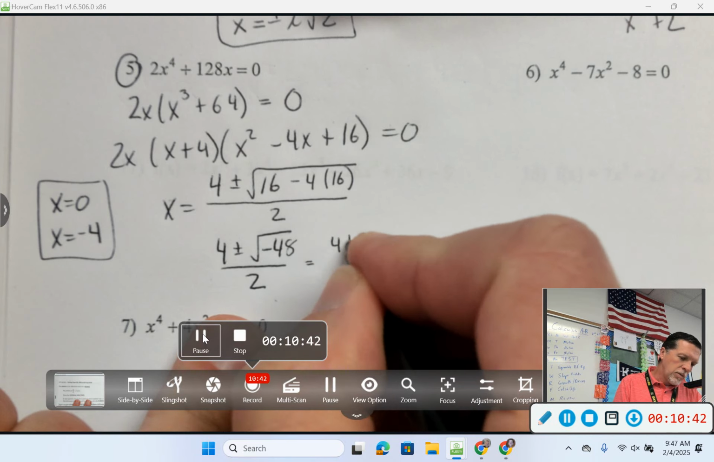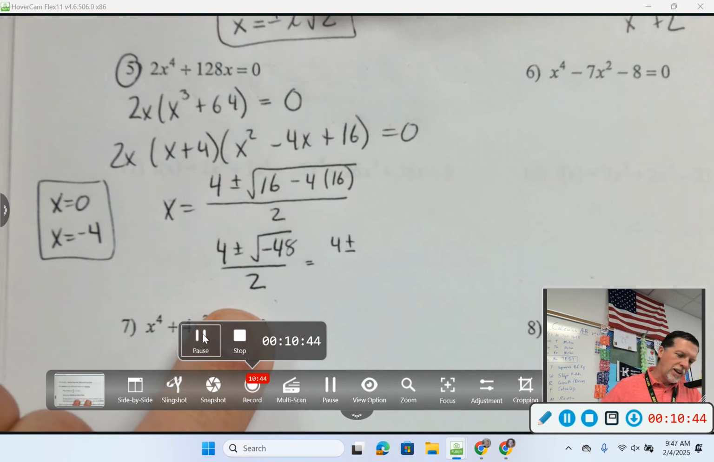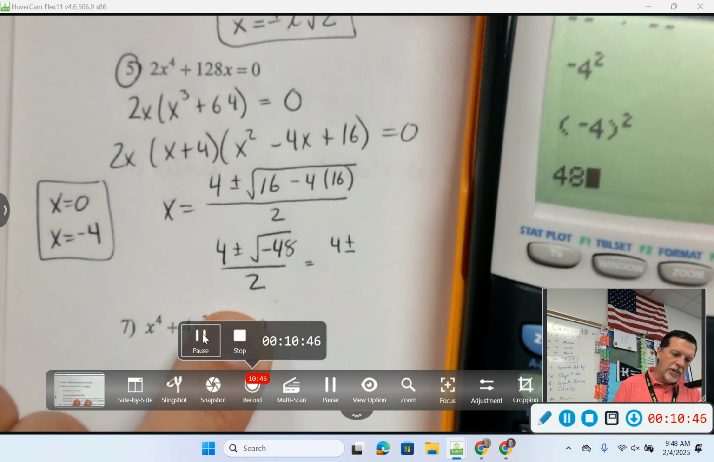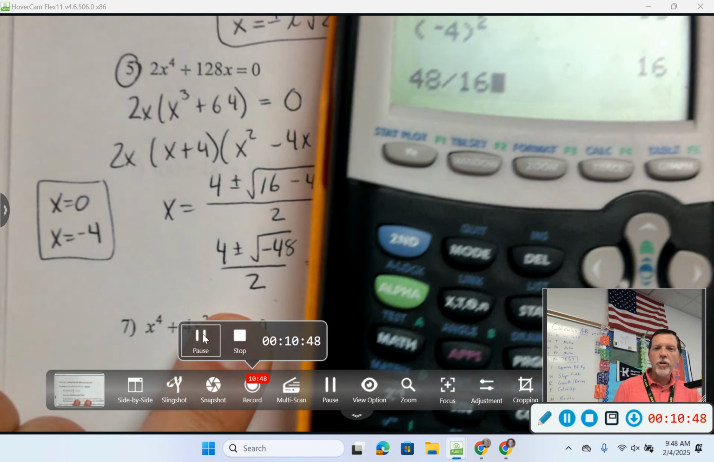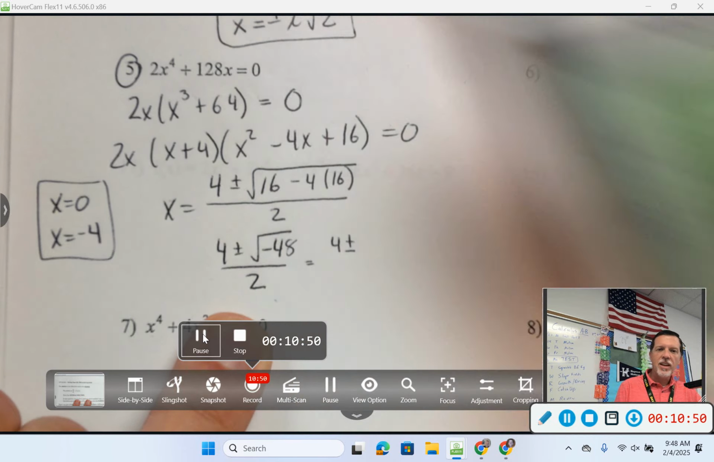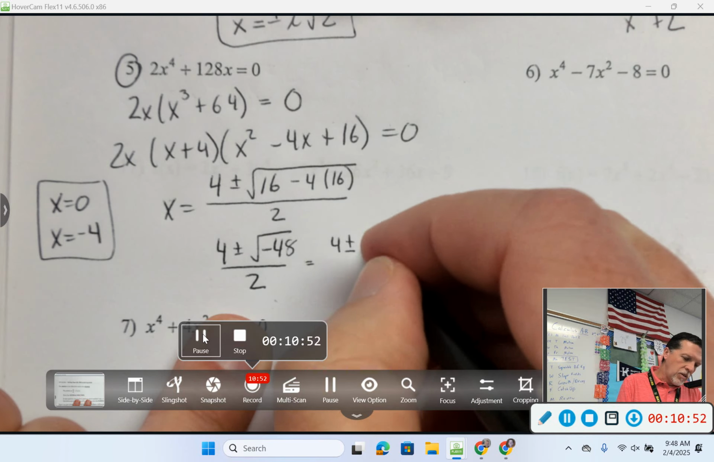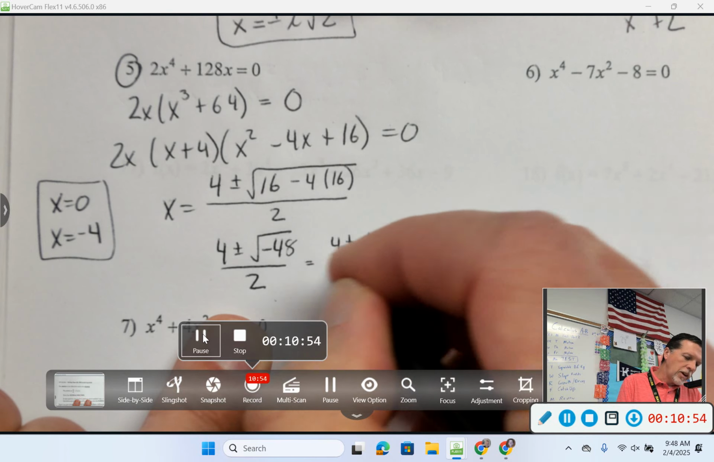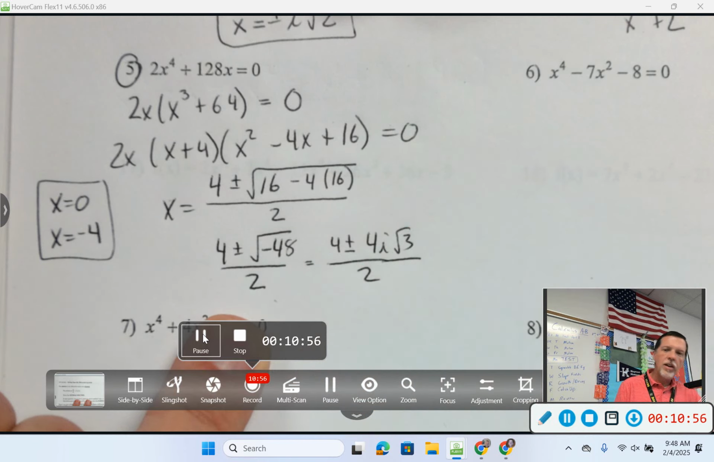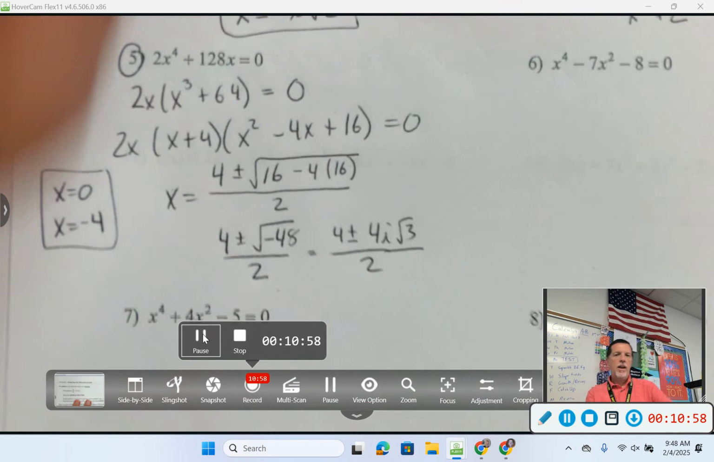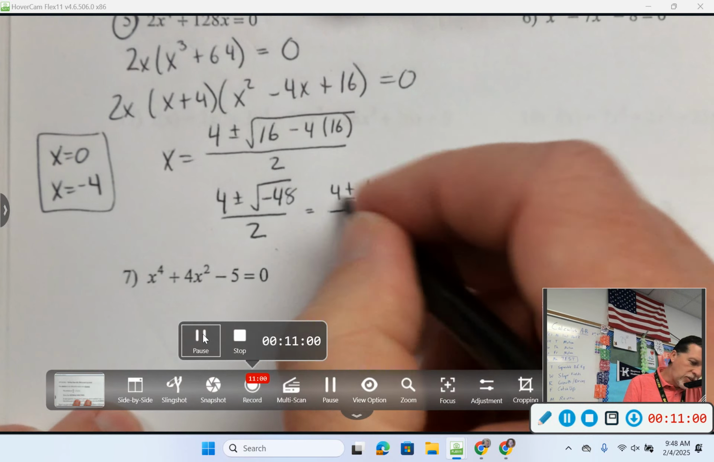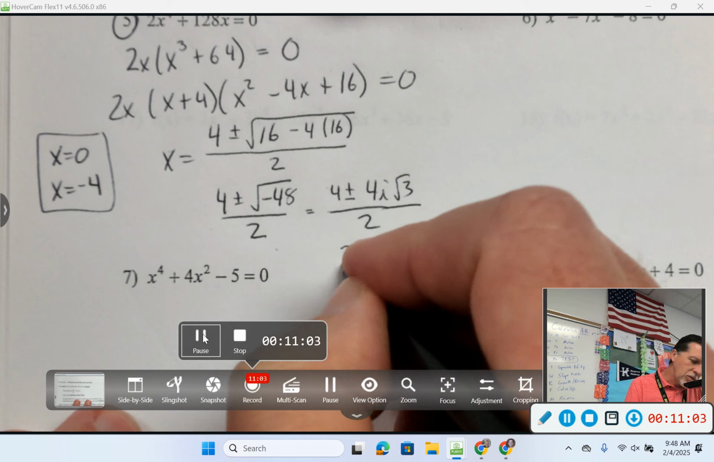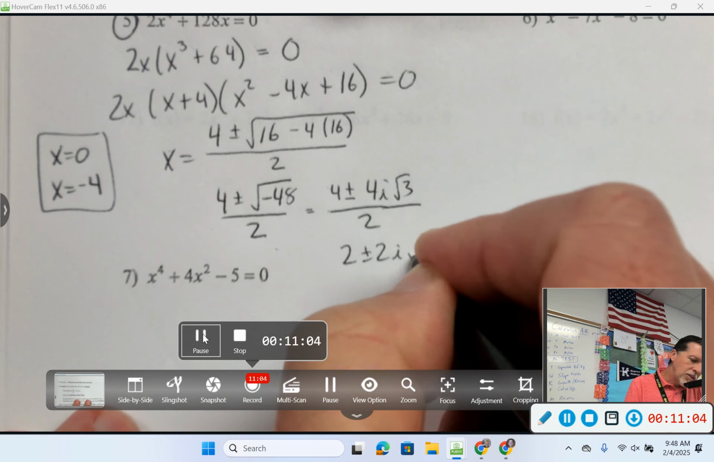Okay, 4 plus or minus, let's see, 48. Again, I got a calculator, so why not? Pretty sure 48 is divisible by 16. So 4i root 3 over 2. Then I can divide 2 into both of those pieces, so 2 plus or minus 2i root 3.